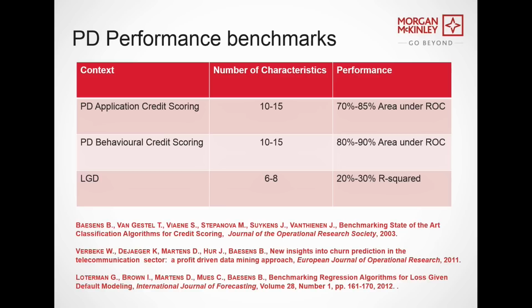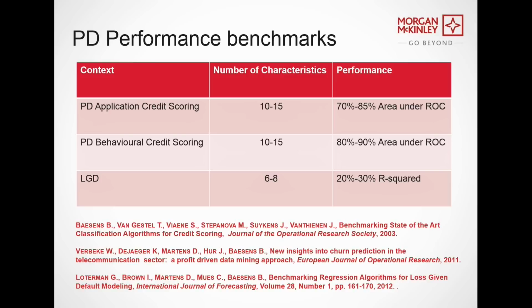Now some of you may think, do these studies refer to a corporate or retail portfolio? Well, actually, it doesn't matter. We've used both corporate and retail portfolios in our benchmarking studies. In application scoring, we found that the average application scorecard has about 10 to 15 characteristics. When we say characteristics, I'm referring to predictors such as age, income, number of years client, number of years with current employer, and so on.